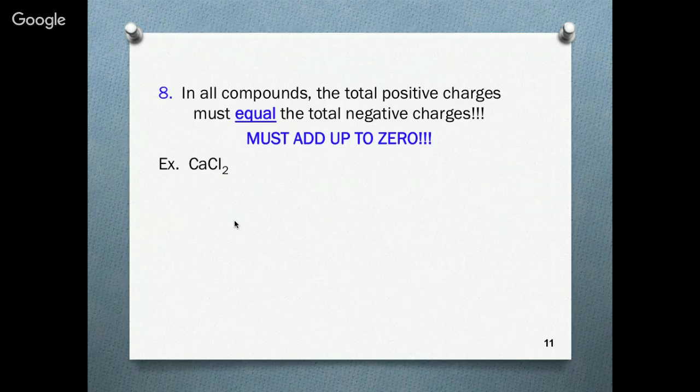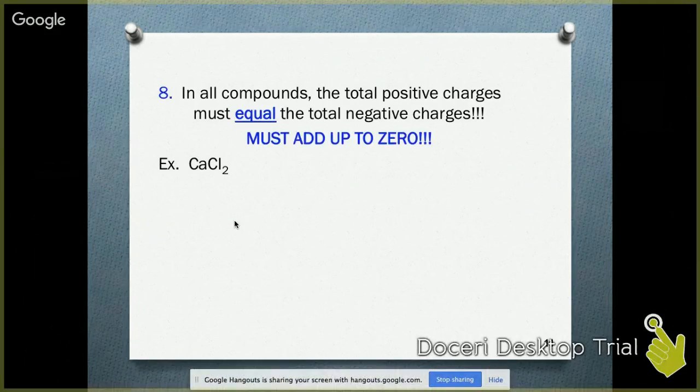Next, we need to know that in all compounds, the charges must add up to 0. So when you're looking at what we were just doing with the peroxides there, the charges were totaling 0. So here's an example of calcium chloride. Calcium is in group 2, so it's going to be plus 2. So that means that the total charge of all the chlorines has to be minus 2. The calcium is plus 2, the chlorines have to add up to negative 2. Each chlorine is going to be negative 1, because negative 1 times 2 is going to give us negative 2.